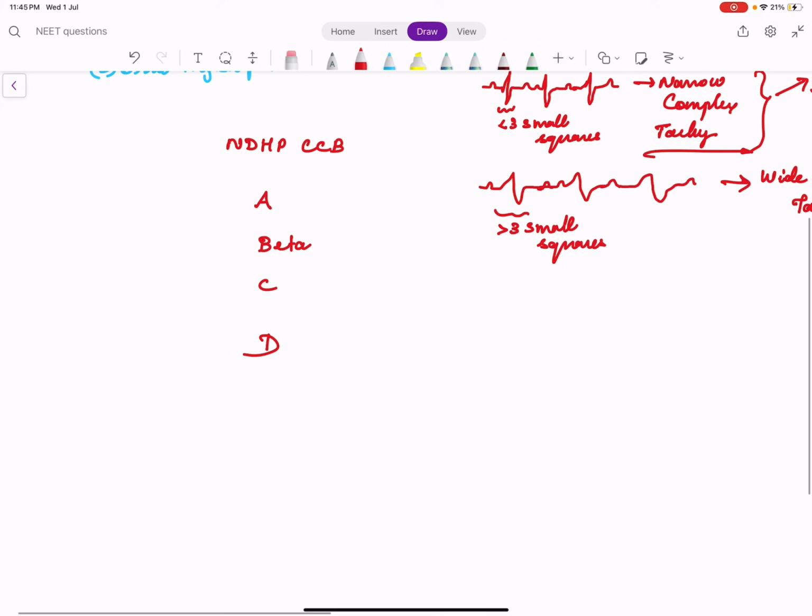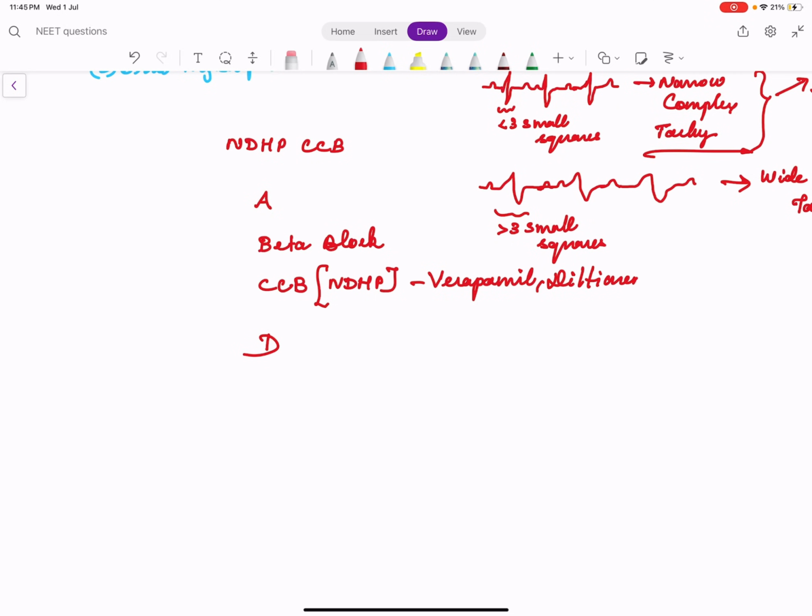B is beta blocker, C is calcium channel blocker. In arrhythmias, non-dihydropyridine calcium channel blockers, verapamil and diltiazem, are the only ones used, whereas dihydropyridine calcium channel blockers like nifedipine, cilnidipine, amlodipine are used in hypertension. The D stands for digoxin.